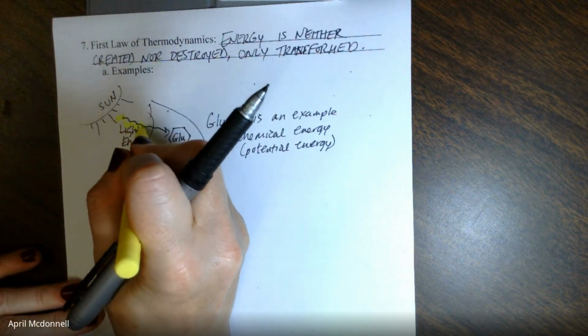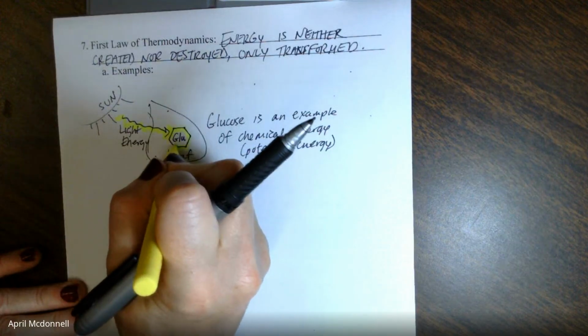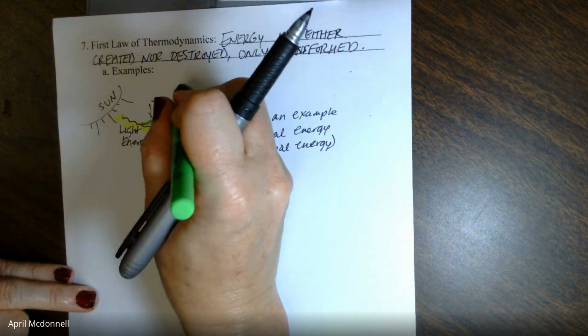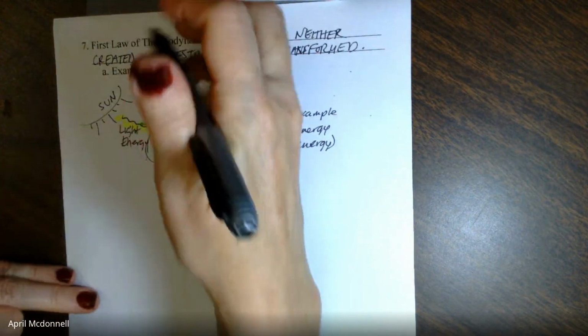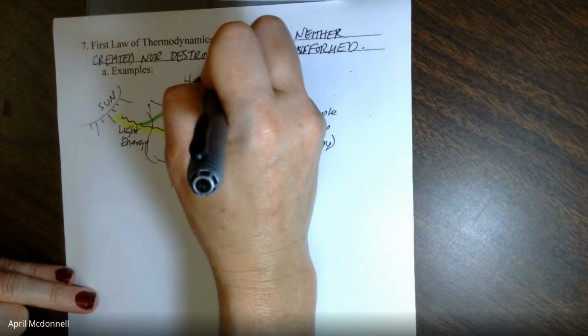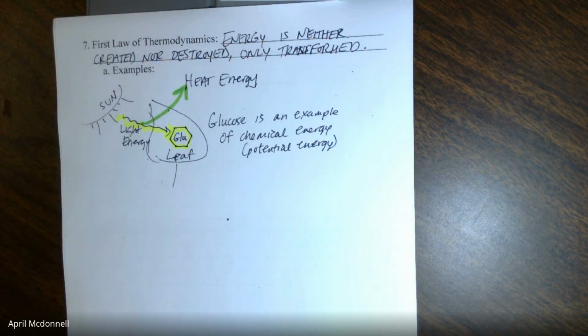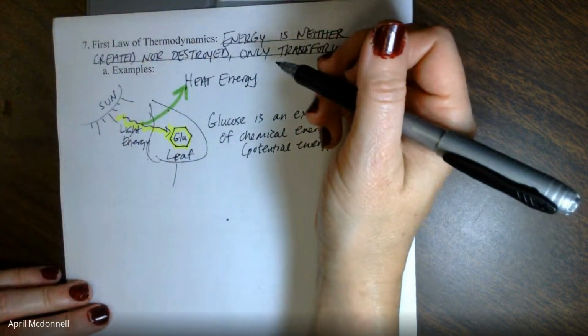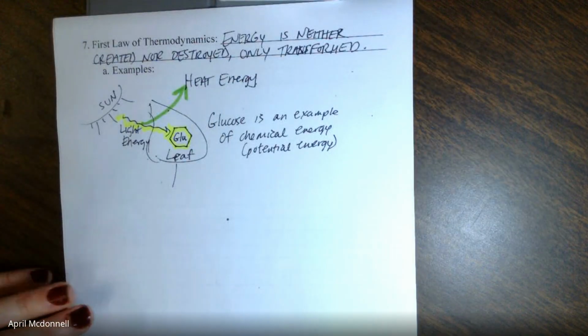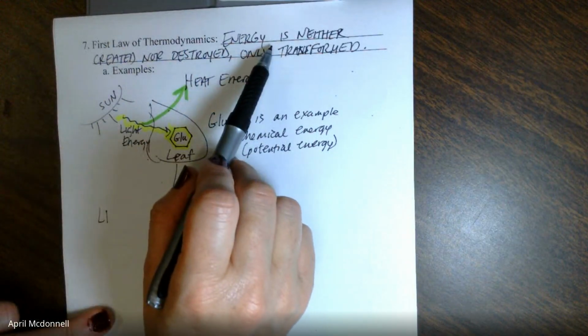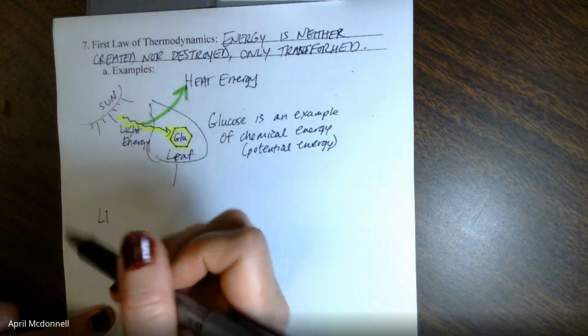Please do not forget that when light energy is transformed to chemical energy, there is always heat energy given off. Heat energy is given off during every single reaction. And the problem with heat energy is that living things cannot use it to do cellular work. So according to the first law of thermodynamics, energy isn't created or destroyed, it's only transformed.